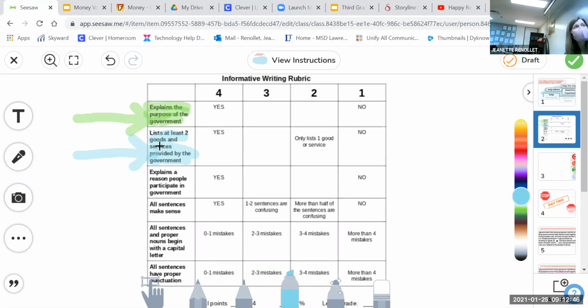Go ahead and check your writing right now. We just gave a bunch of examples. If you did not, go back and add it to your writing. Now is your job to check. You have 2 minutes. Go check your writing for goods and services. If you forgot, add it right now.